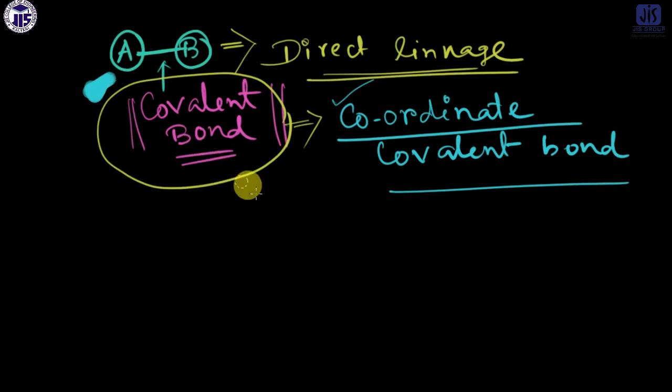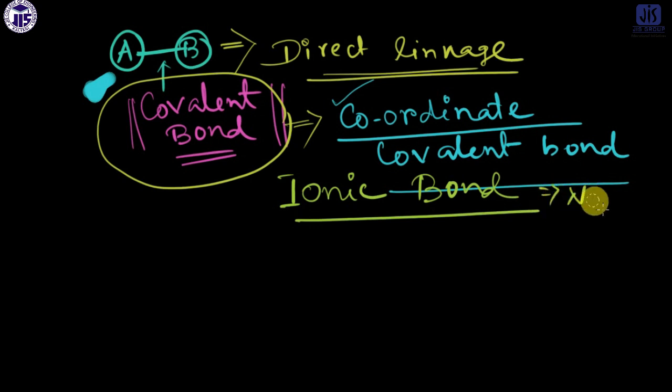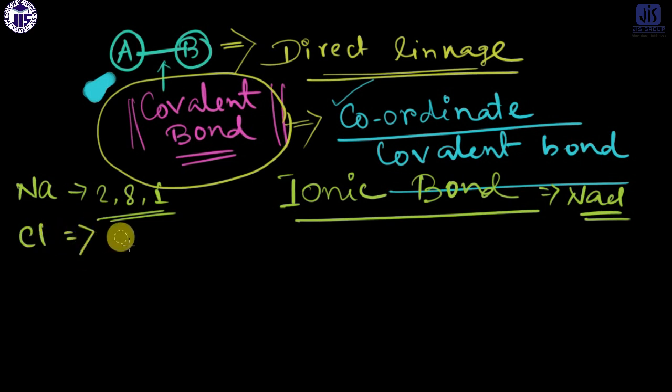Now first of all, let us discuss the ionic bond: what is an ionic bond or ionic solid, and how is an ionic bond formed. Here we consider a common example, NaCl. First you have to know the electronic configuration of Na. It is 2, 8, 1. In the same way, what is the electronic configuration of Cl? It is 2, 8, 7.